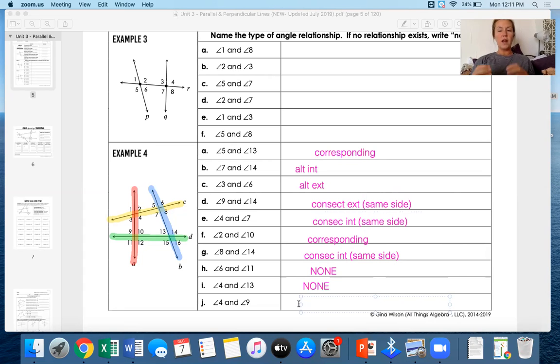So you're close. 4 and 9 are both on the inside of that line, so they're actually alternate interior. All right, go ahead and take a screenshot of this and add it to your notes. How do you know if you're on the inside? Yeah, that's a really great question.